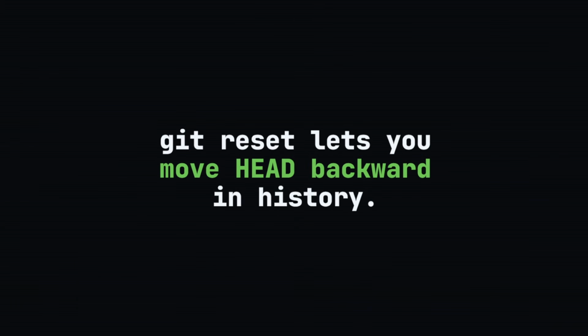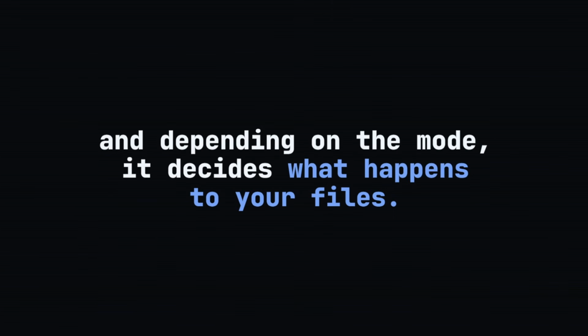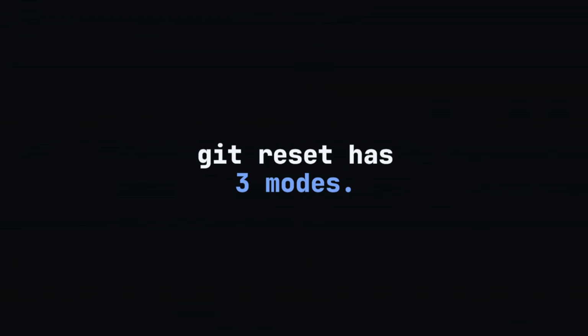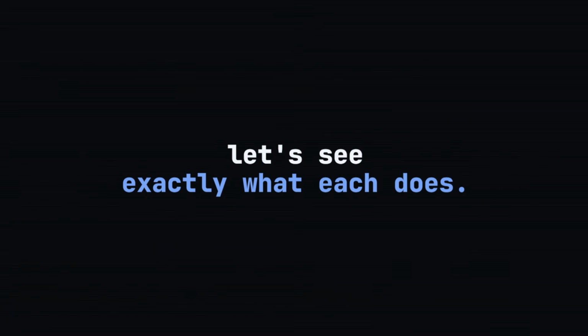Git Reset lets you move head backward in history. It's like an undo, but way more powerful. And depending on the mode, it decides what happens to your files. Git Reset has 3 modes: soft, mixed, hard. Pick the wrong one, and your work is gone. Let's see exactly what each does.